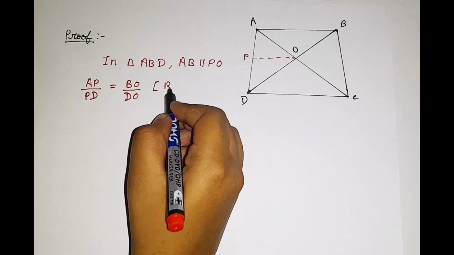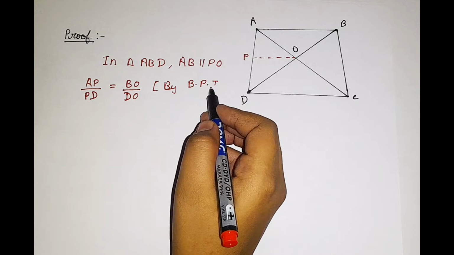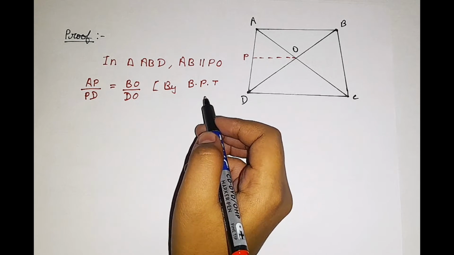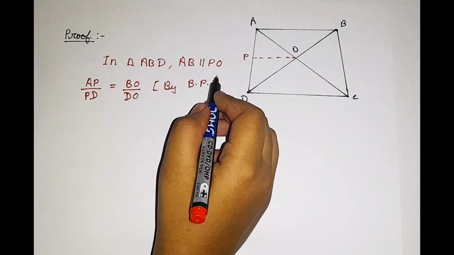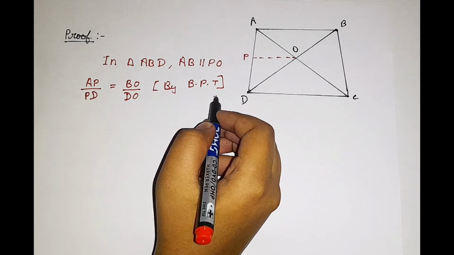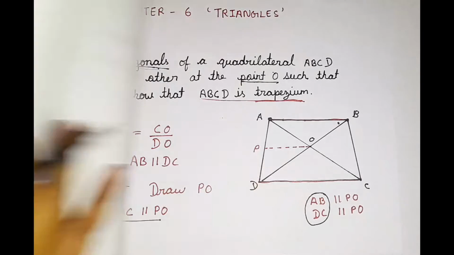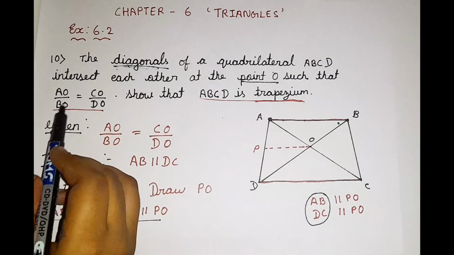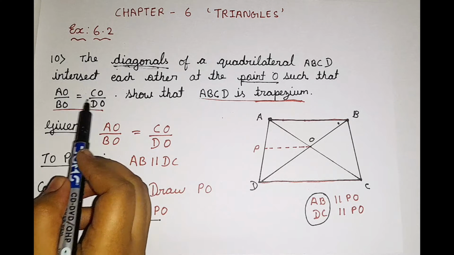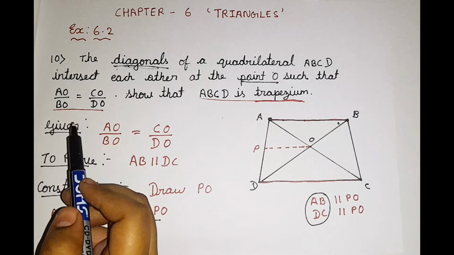So by BPT. You guys might be wondering, in the question they mentioned AO by BO is equal to CO by DO. It was given in the question, am I right? If it is given in the question like that, then we are supposed to use the converse theorem. Why am I using BPT? As I just told you guys, whenever we have something like this, which is mentioned in the question, then we are supposed to use converse. Why am I using BPT right now?